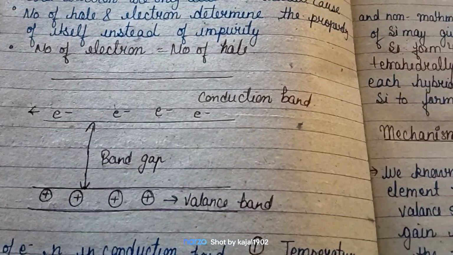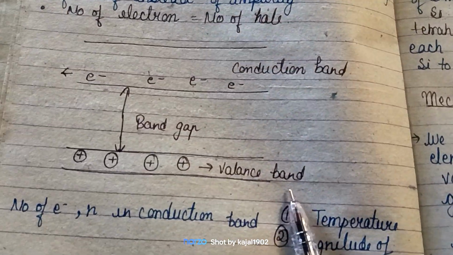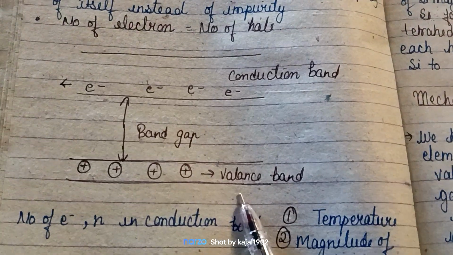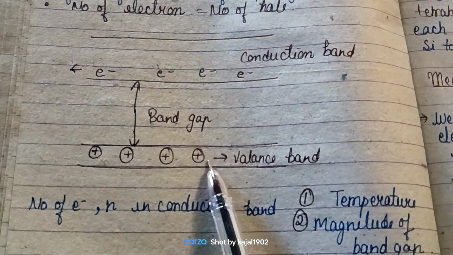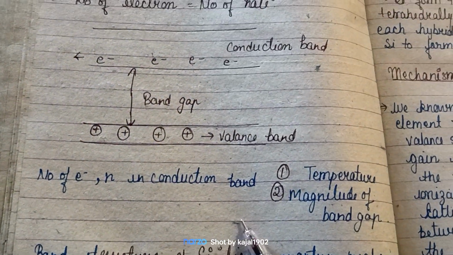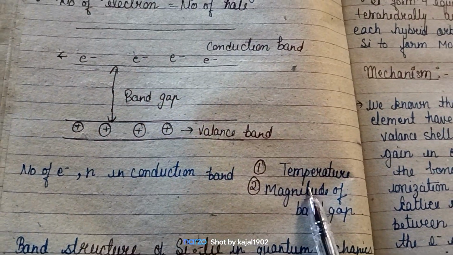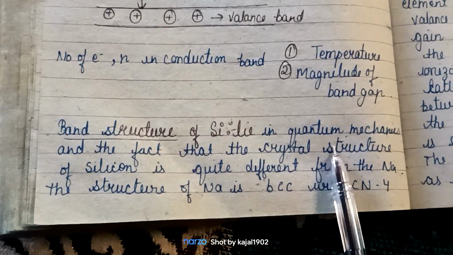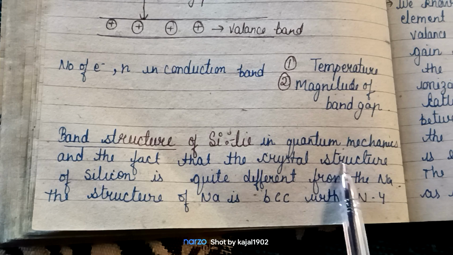As we know in the energy diagram, this one is the valence band and this one is the conduction band. So here are the holes and there are the electrons. This one is called holes and this one is electrons. The number of electrons in the conduction band depends on the temperature and the magnitude of the band gap. Band structure of silicon.